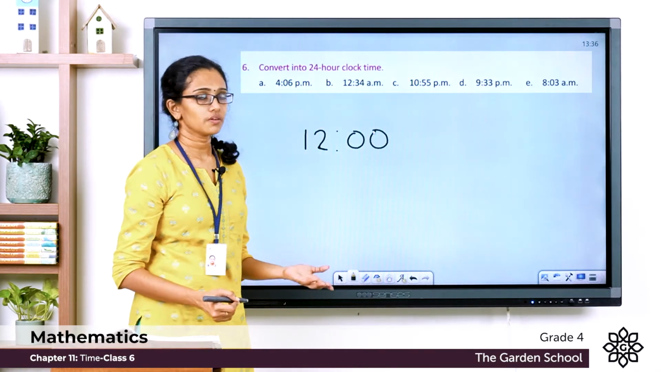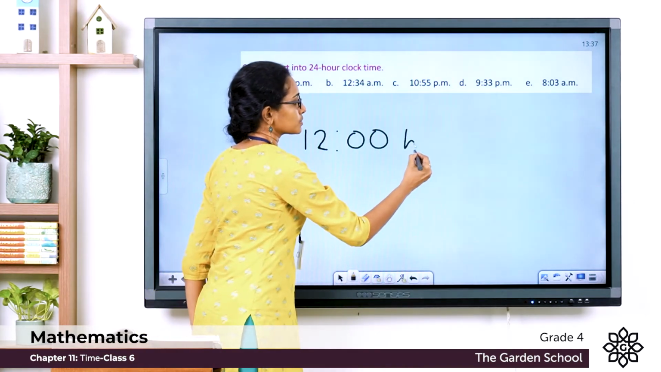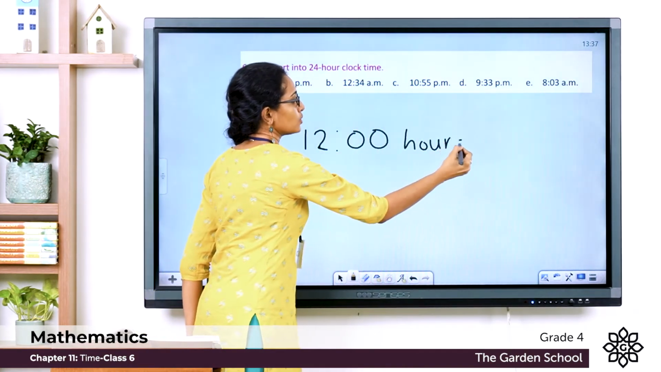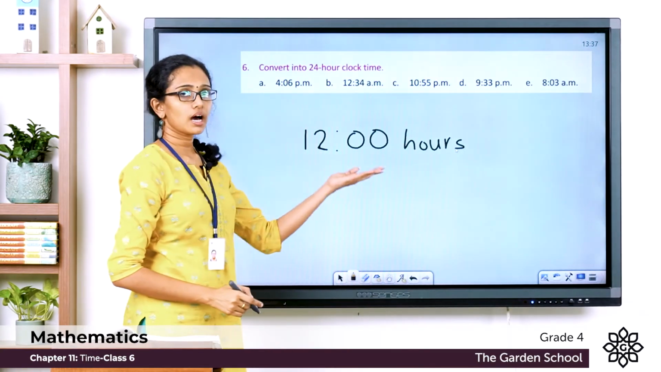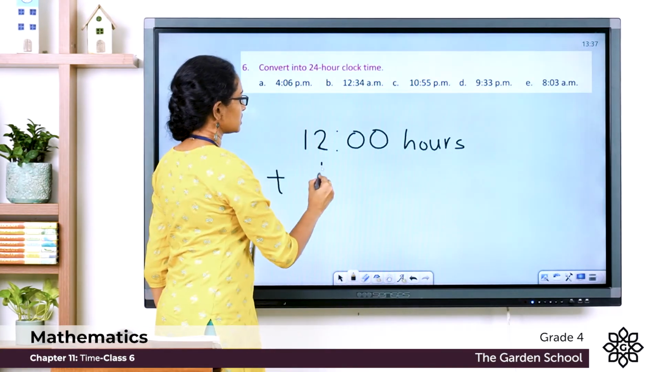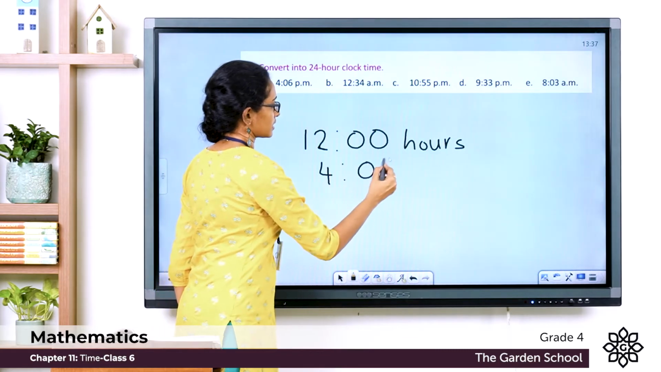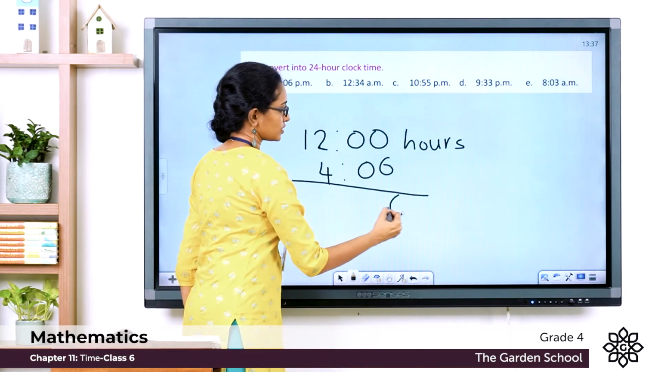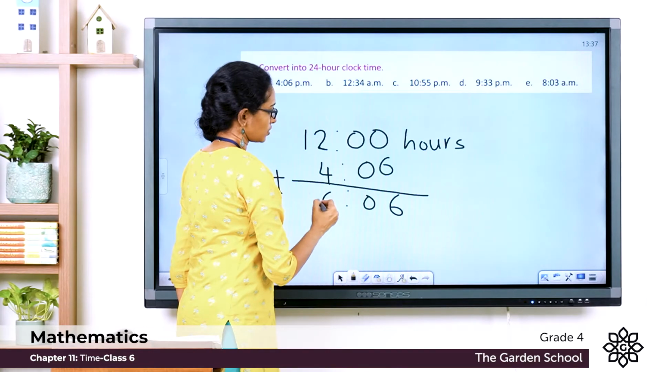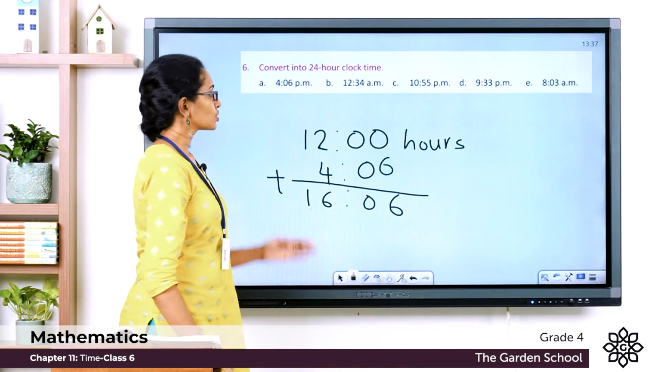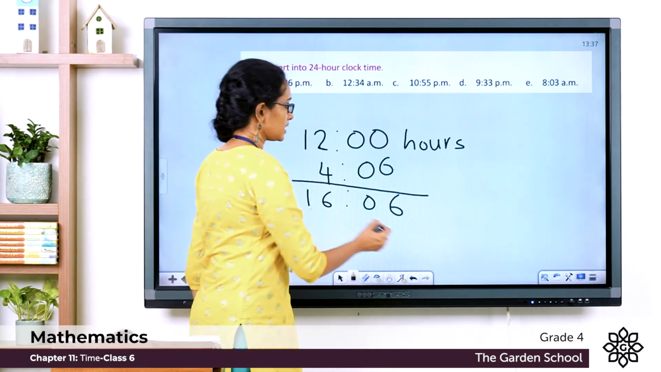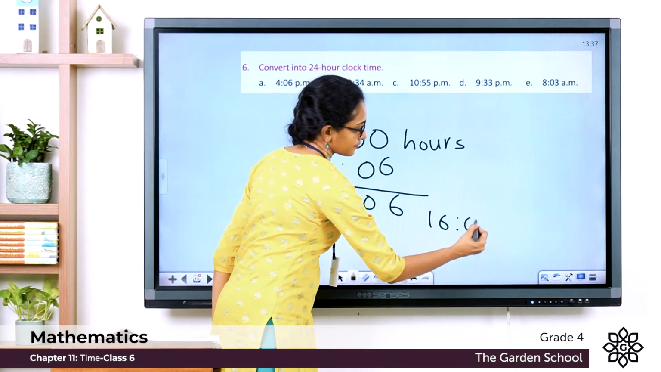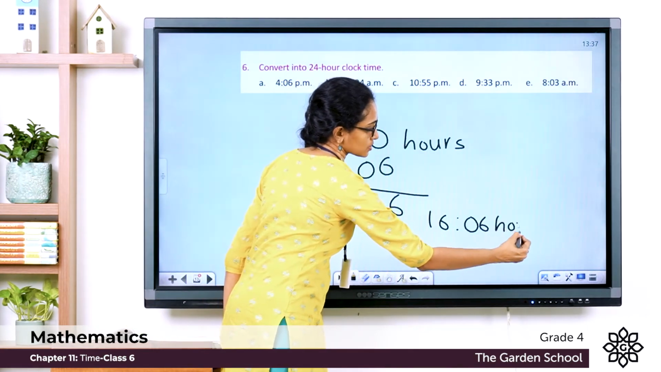So in the 24-hour format, this 12 hours means it is 12 in the noon. So 4:06 p.m. will be equal to 12 hours plus this 4:06 and that will be equal to 16:06. So 4:06 p.m. in the 24-hour format will be equal to 16:06 hours.